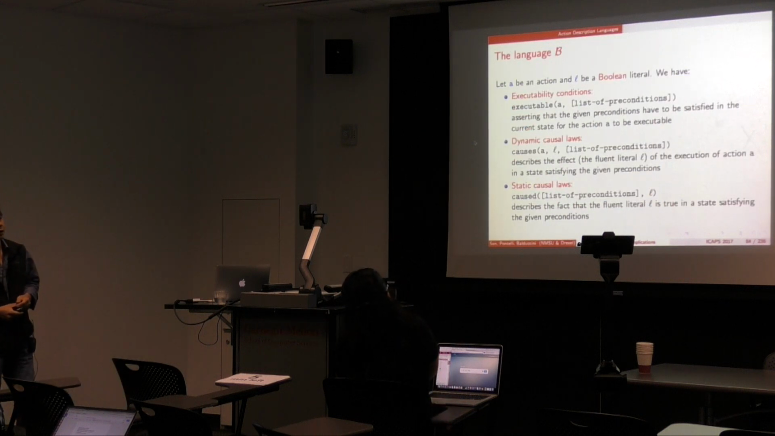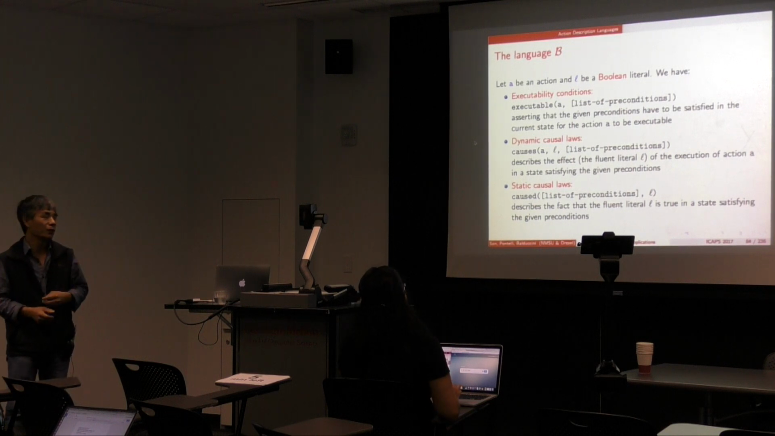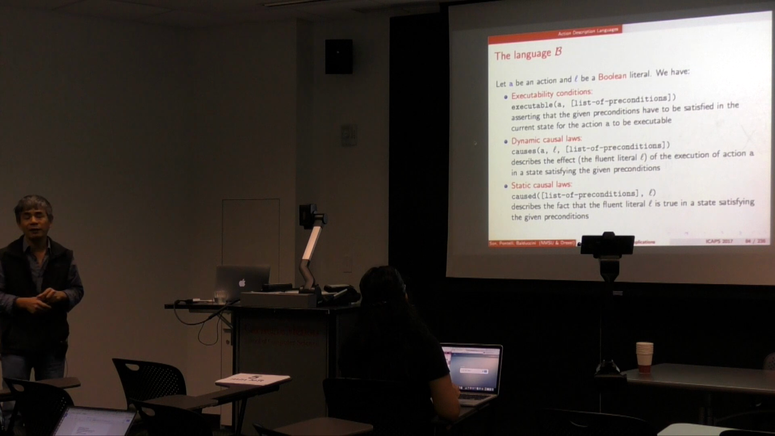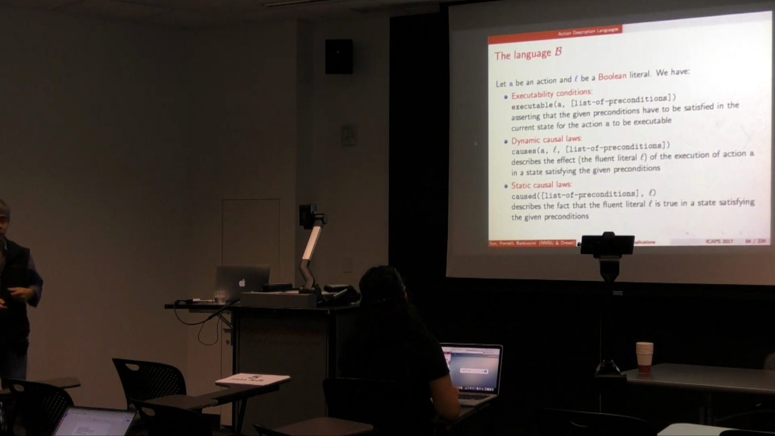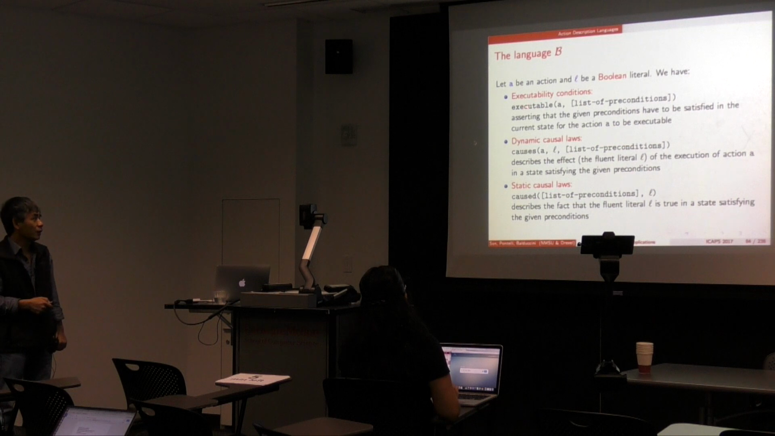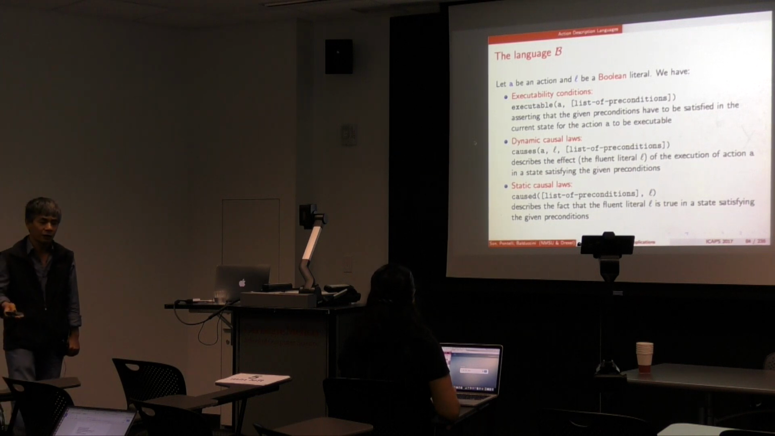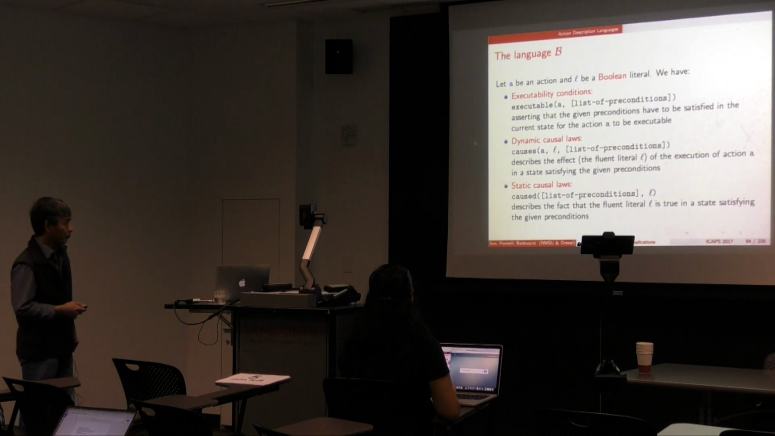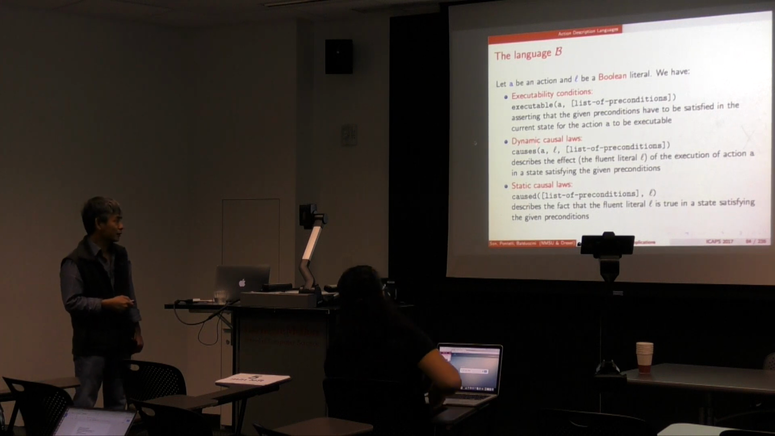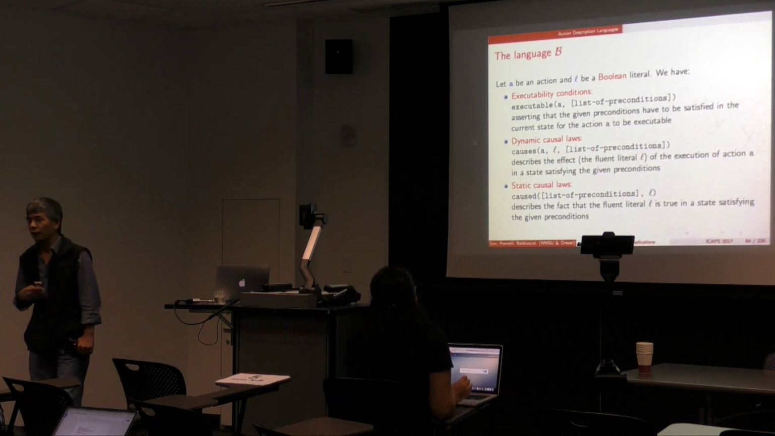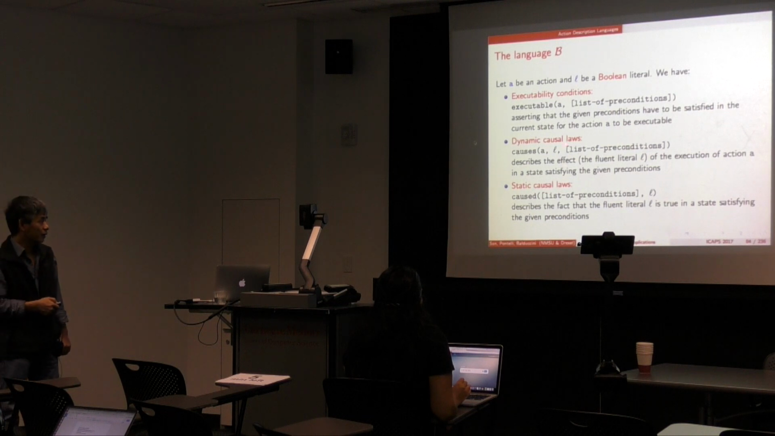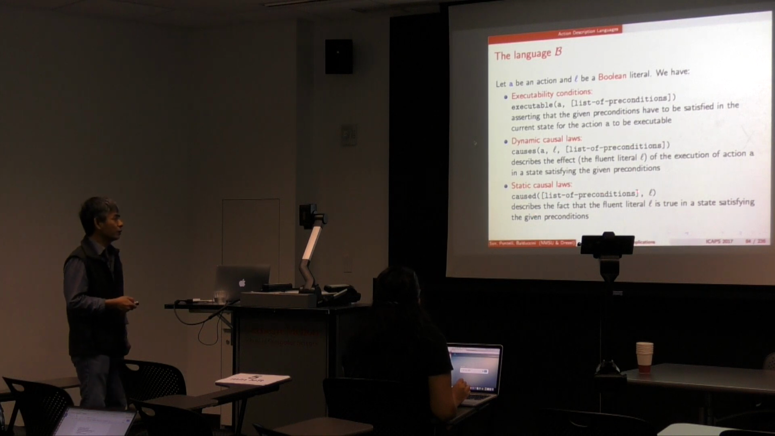The basic elements of this action language have three components. One is to define when an action is executable. It is written like this. An action A is executable if a list of preconditions is true. Then the dynamic causal law says that under the condition that this list of preconditions is true, executing action A will cause that fluent literal to become true, and the static causal law says that a list of preconditions will cause something to be true.